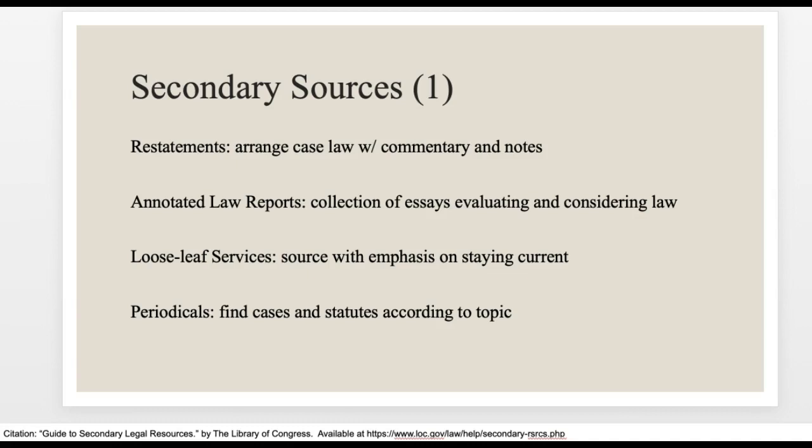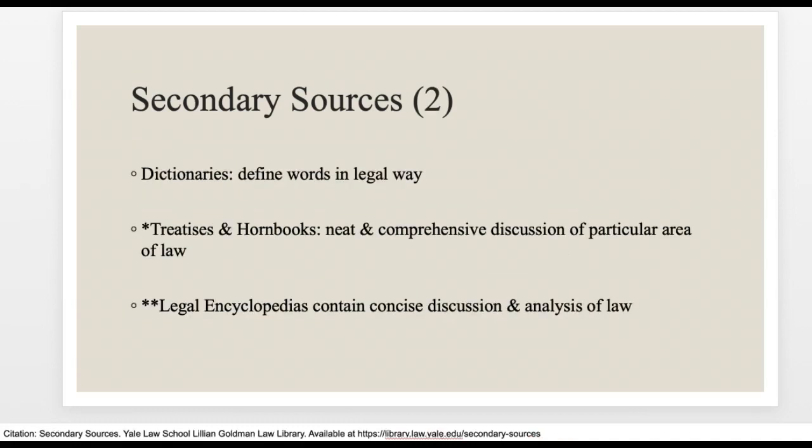Periodicals include legal newspapers, law school journals, law reviews, and bar association journals. They provide commentary and analysis of the current state of the law. Dictionaries define terms in their legal sense. The most prominent of these in the United States is Black's Law Dictionary.